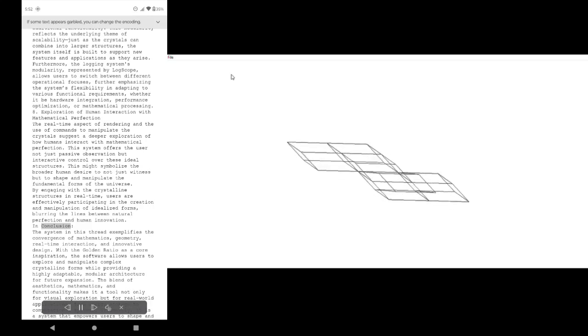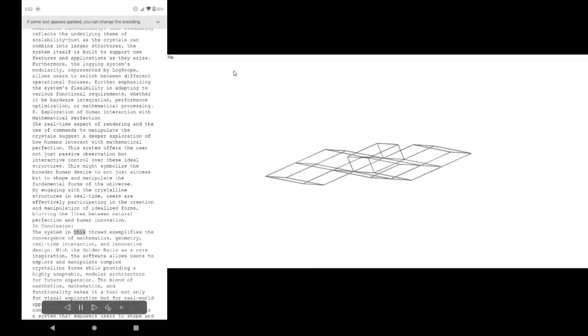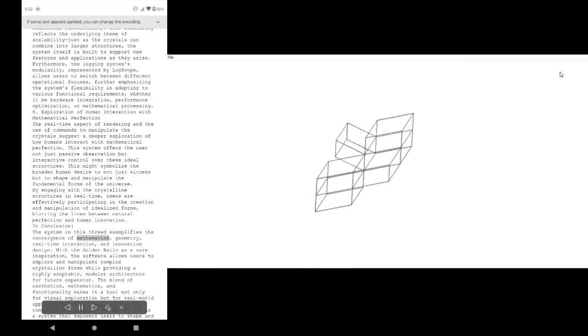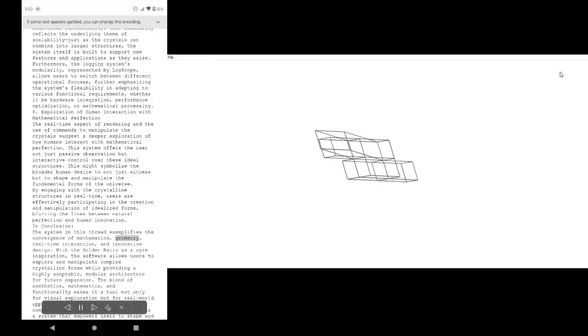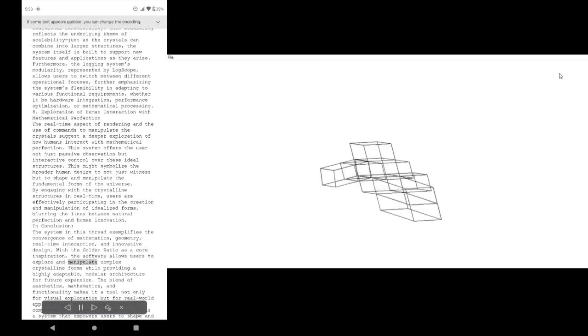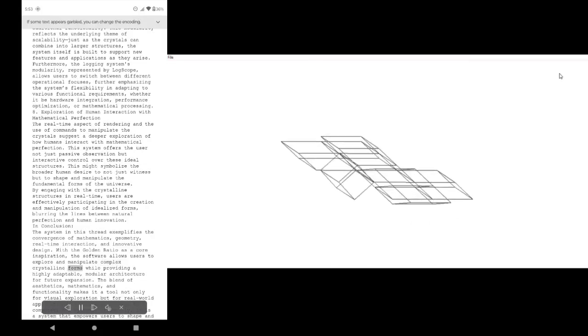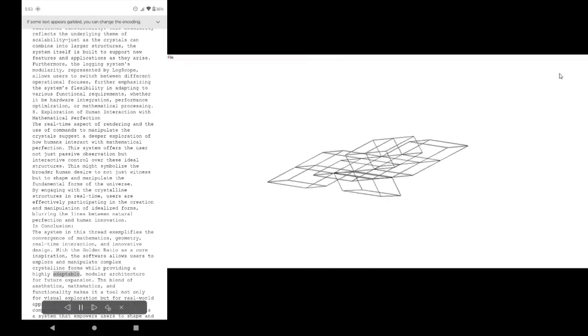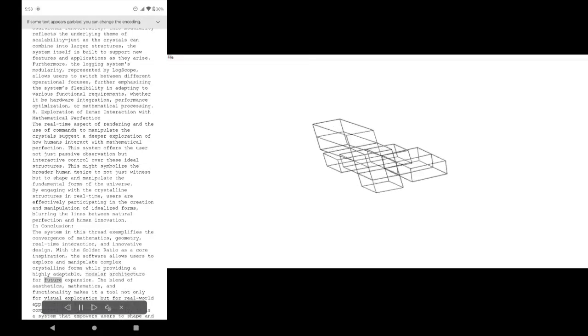In conclusion, the system in this thread exemplifies the convergence of mathematics, geometry, real-time interaction, and innovative design. With the golden ratio as a core inspiration, the software allows users to explore and manipulate complex crystalline forms while providing a highly adaptable, modular architecture for future expansion.